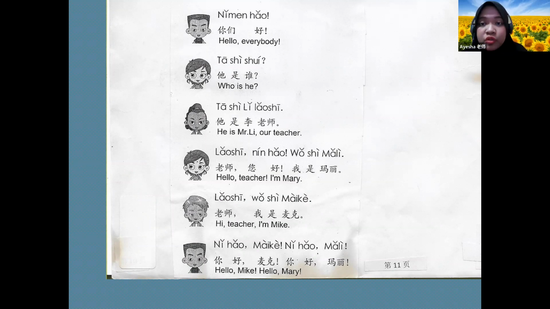Very good. 很好，非常棒. Give yourself a round of applause. Very, very good job. Okay, now let's look at the next one. This next one is also very, very interesting.